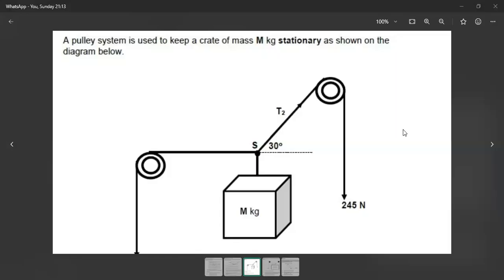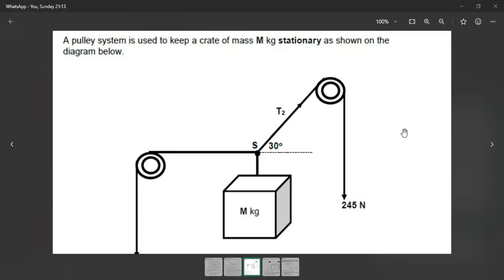So if we look at this one, it says a pulley system is used to keep a crate of mass m kg stationary, as shown on the diagram below. The word stationary means the crate is at rest. It also means the net force or the resultant force acting on this crate is 0. It means also that the forces acting on this crate are balanced or they are in equilibrium. So we have 4 synonyms.